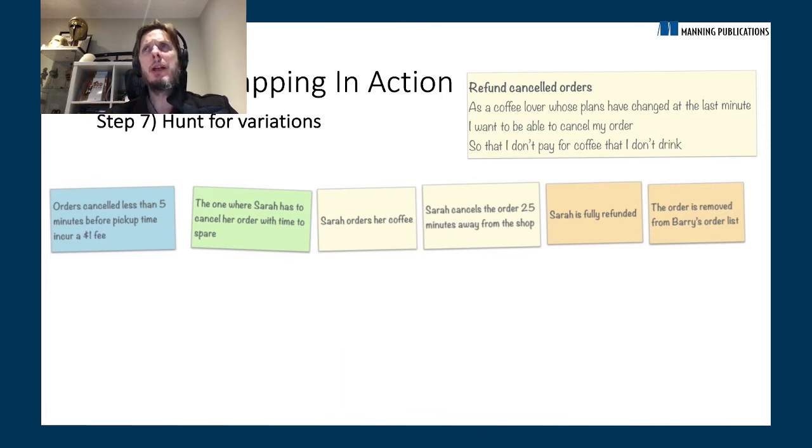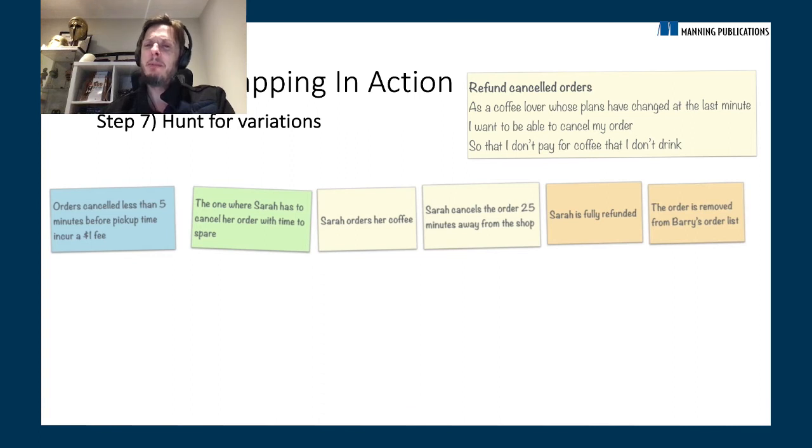Then what we do is we look for variations. Feature mapping is all about looking for variations. And one of the really nice things that people say about feature mapping is that using the steps allows you to look at each step and say, what else could happen here? What other outcomes could happen? What variations could there be? What else could go wrong? So in this case, we might say, Sarah cancels her order 25 minutes away. What else could happen? Okay, we could say Sarah cancels her order 20 minutes away from the shop, and Sarah gets fully refunded.